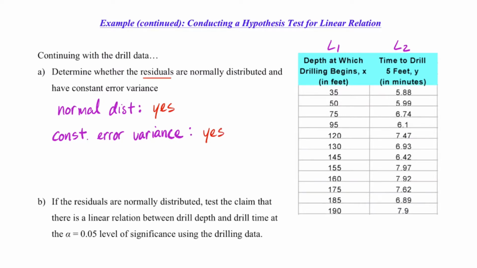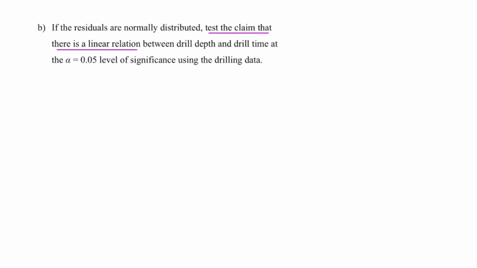Moving to part B then, since we found out that our residuals are normally distributed, we're going to test the claim that there's a linear relation between the drill depth and the drill time at the alpha equal to 0.05 level of significance using our drilling data. So heading into our hypothesis test, we have our requirements met already, which is what we did in part A.